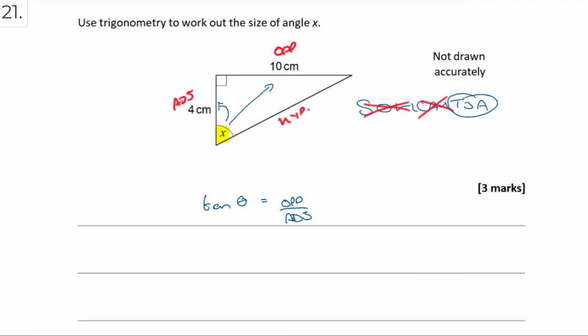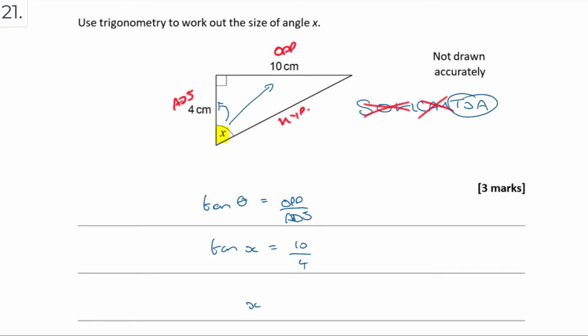Okay, the tangent of the angle is equal to the opposite side divided by its adjacent side, and then we're going to sub in what we know. Okay, so it's not theta here, it's x, so tan x equals the opposite, which is 10, divided by the adjacent, which is 4. Okay, so this is one of the ones where I need to find the angle.